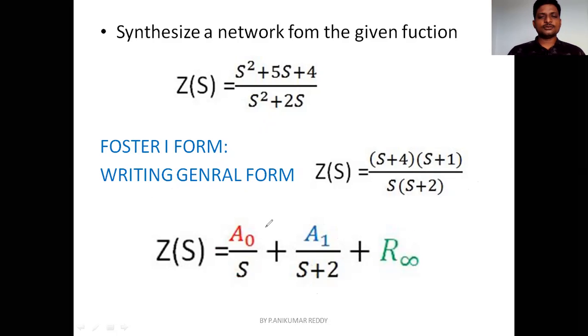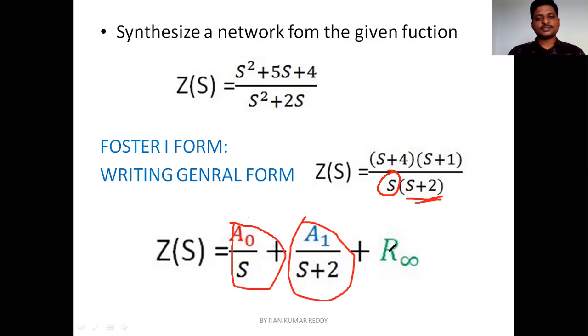What we are basically doing here is partial fractions, nothing more than partial fractions. Here you have an s term in the denominator, so for that term you have to write a0 by s. Another term in the denominator is s plus 2, and for that we write a1 by s plus 2.